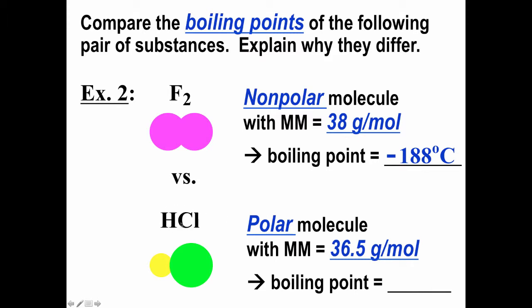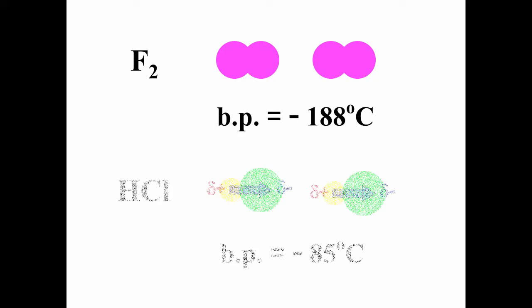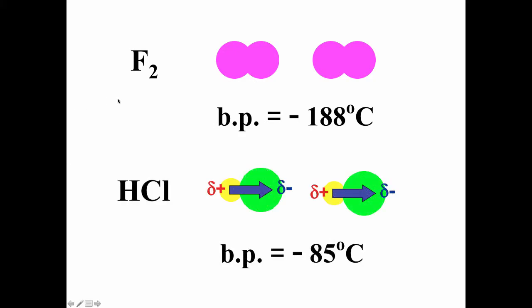Well, polar molecules have positive ends and negative ends that can attract each other, and it turns out that that attraction makes the boiling point of HCl quite a bit higher than that for F2, and in fact it's negative 85 degrees Celsius. Now note, that's not a very high boiling point, but it's about 100 degrees Celsius higher than that for fluorine.